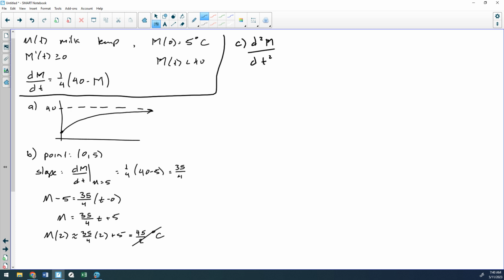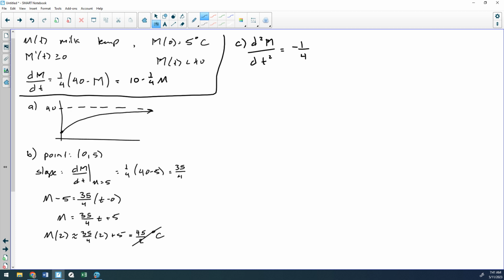And for this one, I was going to distribute my 1/4 because, I mean, you can. That would be 10 minus 1/4 m. You know what, I think I am. I'm going to distribute the 1/4. Then when I find my second derivative, I'm differentiating 10 minus 1/4 m, which will be negative 1/4.